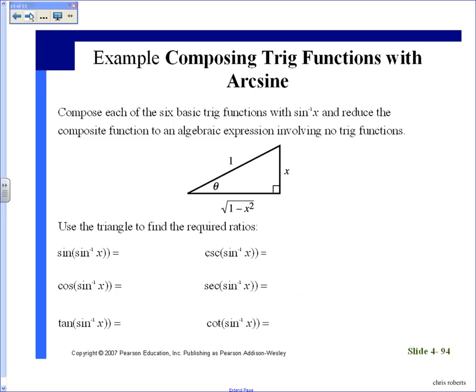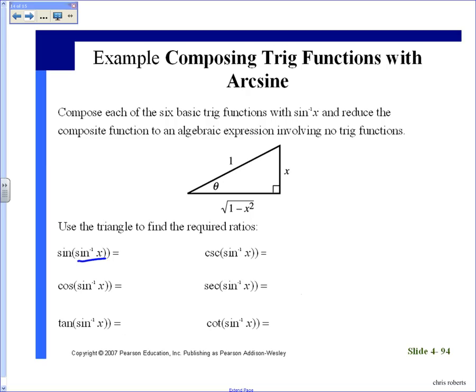Composing trig functions with arc sine. What we're given here is a triangle where we're given the hypotenuse, and we're given the opposite side if we're using theta as a reference point. If we're going to use this triangle to find the required ratios, we want to find the sine of the inverse sine of x. So what angle in this triangle has a sine value of x? What angle has a sine value of x?